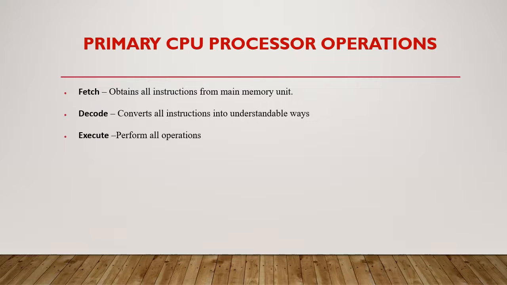There are three primary CPU processor operations. They are fetch, decode, and execute. In fetch, all the instructions are obtained from the main memory unit, which is RAM. In decode, all the instructions are converted into an understandable form. Then the other components of the CPU are ready to continue further operations, and these operations are performed by the decoder. In execute, all the operations are performed.